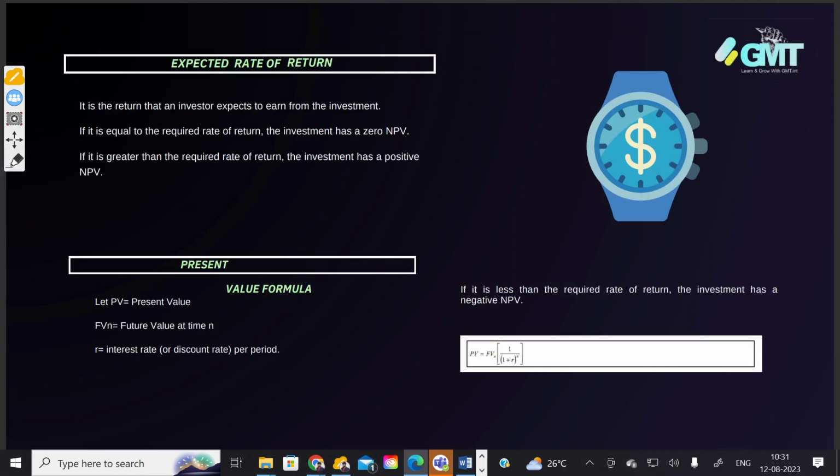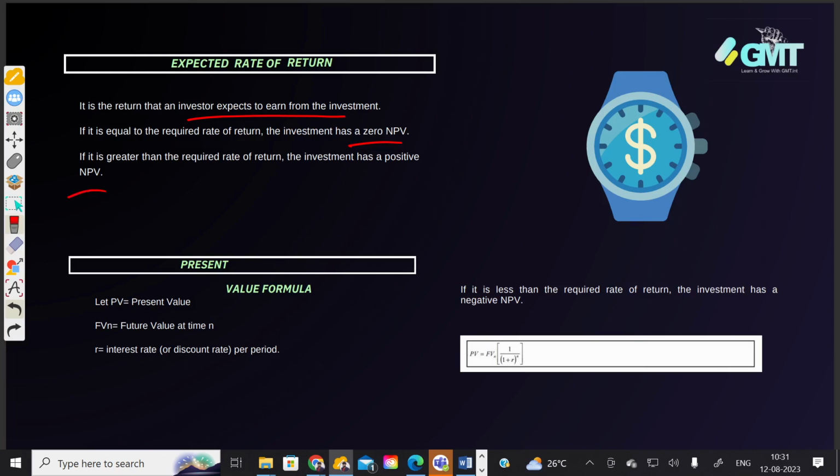What about expected rate of return? It is the return that an investor expects to earn from the investment. As I said, first of all, see how much is your investment return, and then accordingly you can look for an investment opportunity. If it is equal to the required rate of return, the investment has a zero NPV. So it means if your expectation and market returns are in line, it means zero net present value of the investment. If it is greater than the required rate of return, the investment has a positive NPV.